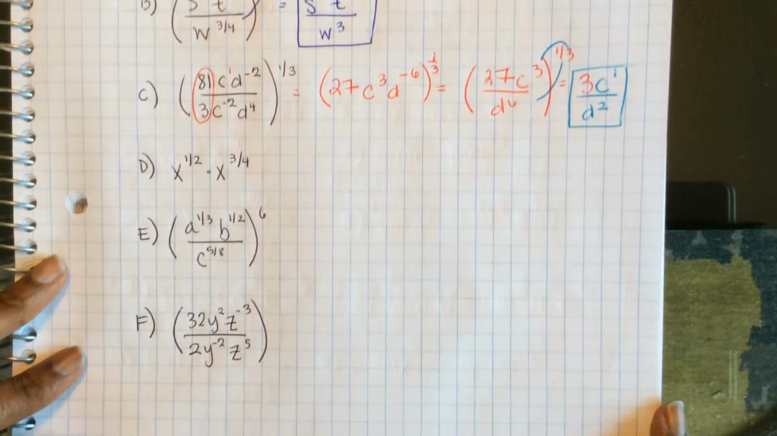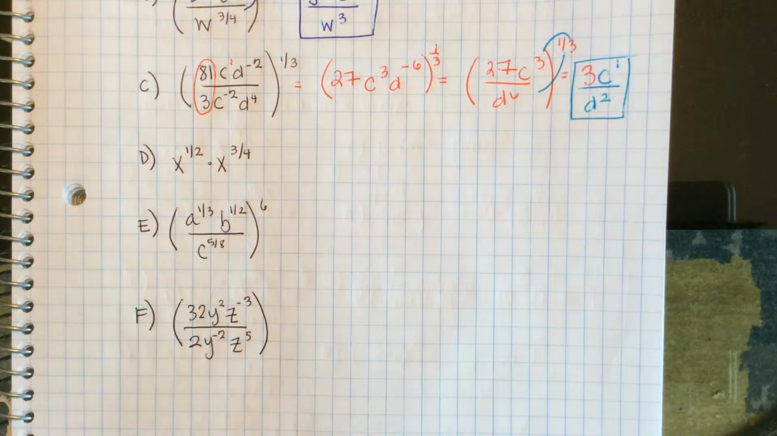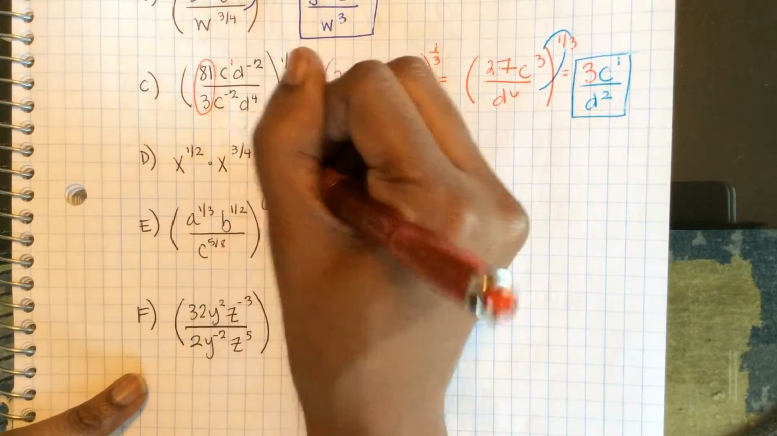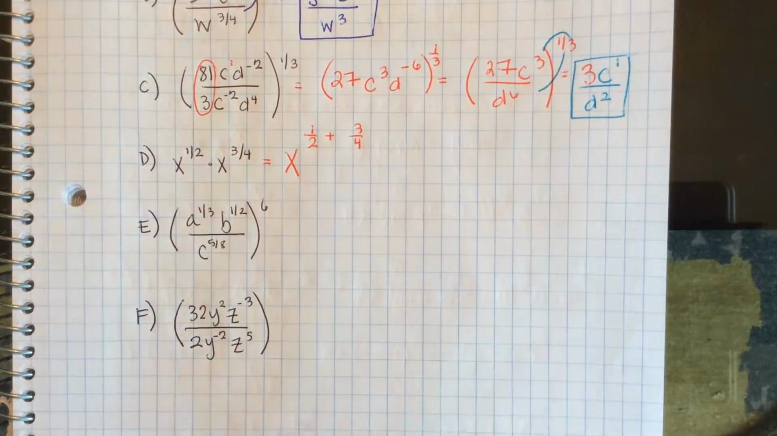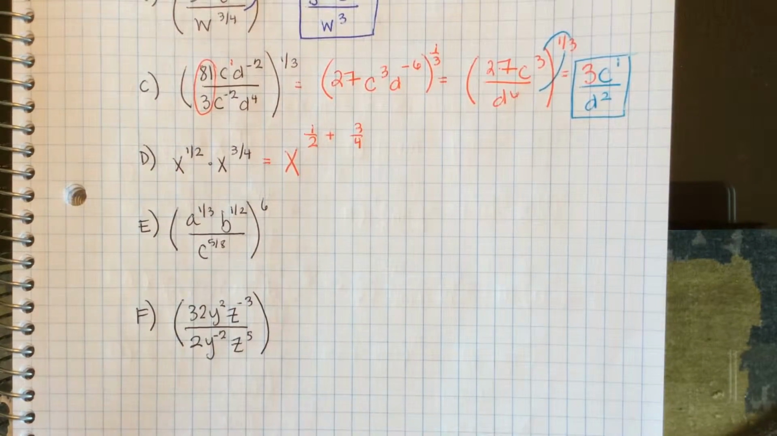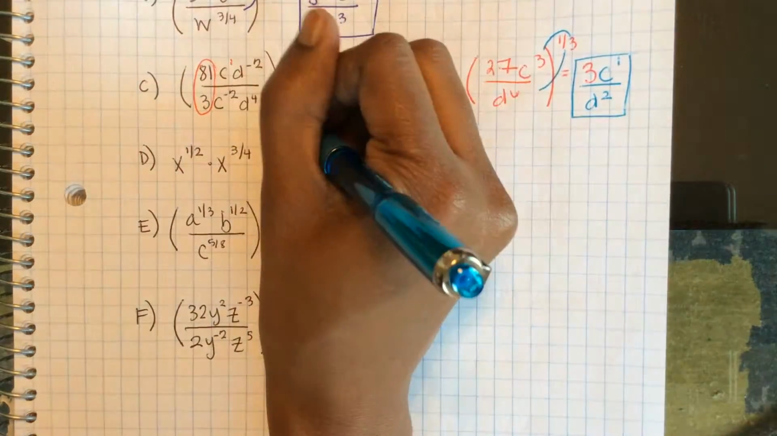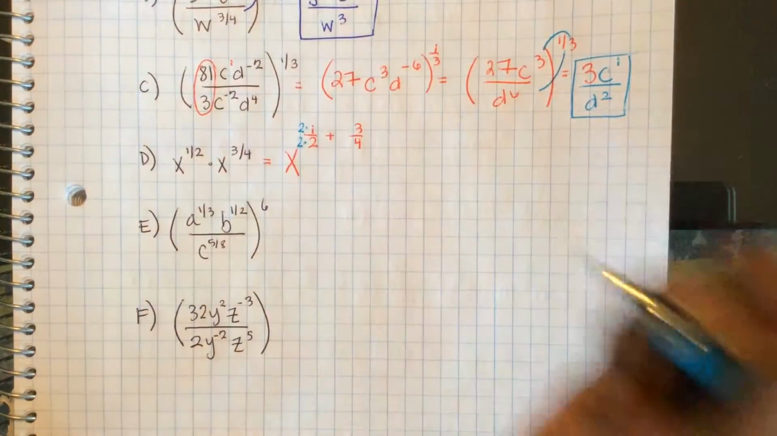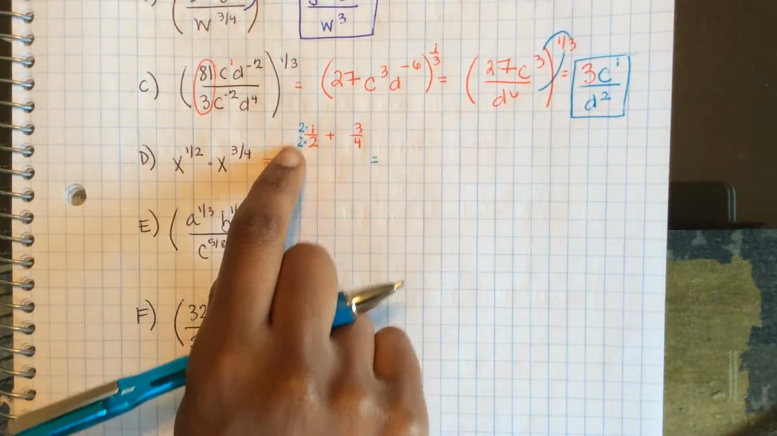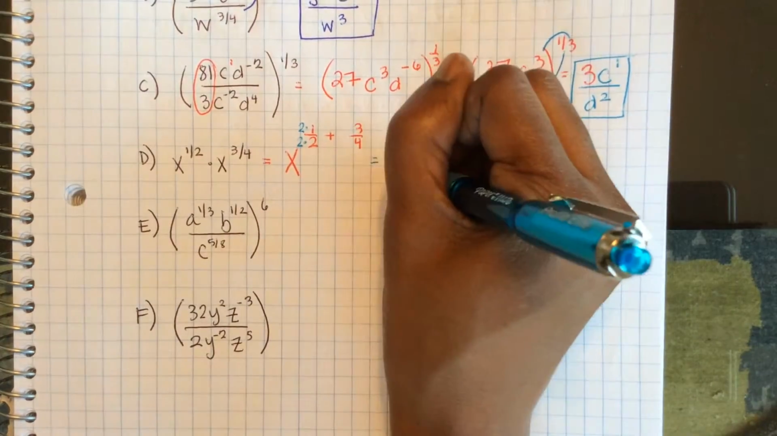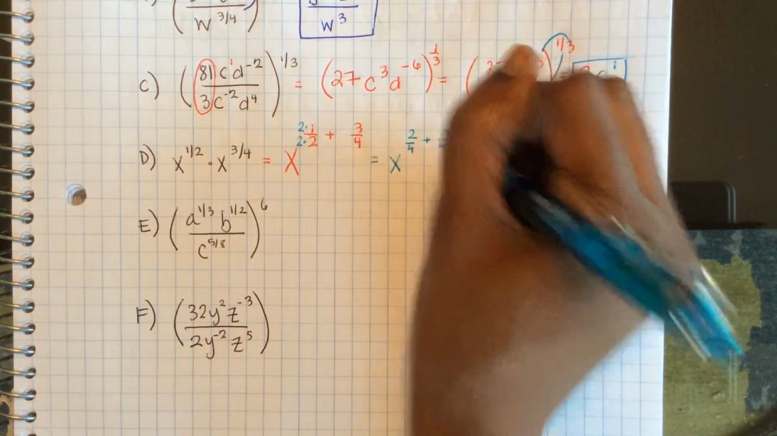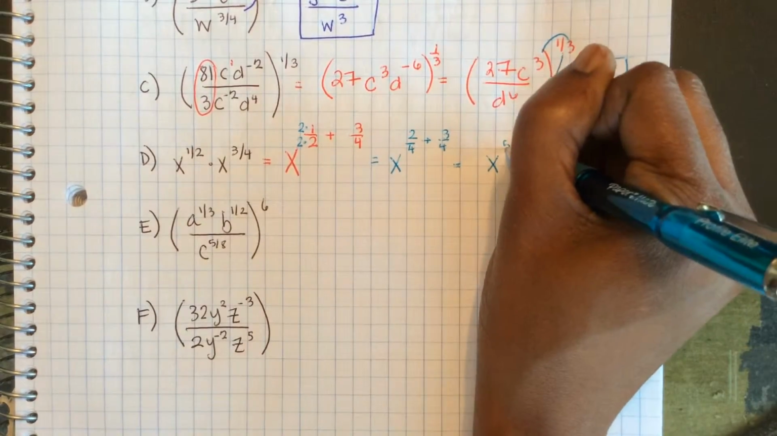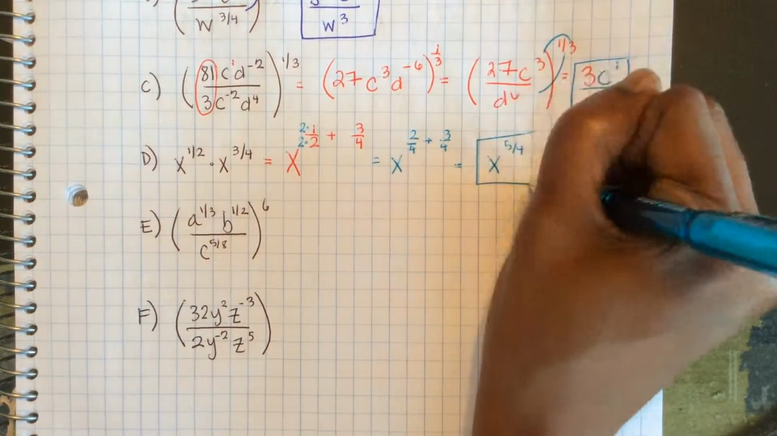All right, let's move down to part D. X to the 1/2 times x to the 3/4. Well, that'll be x to the 1/2 plus 3/4. Now remember, in order to add fractions, they must have common denominators, which in this case is 4. So I'll multiply this one by 2/2. That's x to the 2/4 plus 3/4. So that's x to the 5/4 power.